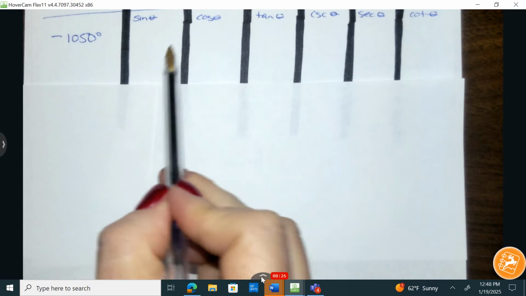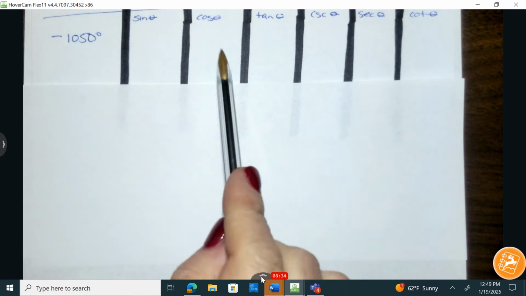I would like you to press pause, and I'd like you to try to fill out each one of these 6 areas. First, start by locating where is negative 1050. Then decide what should be the sign for each of the 6 trig functions before identifying their value. Come back and press play once you've completed this process.